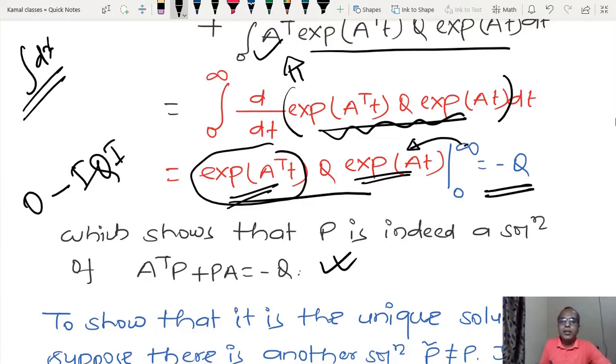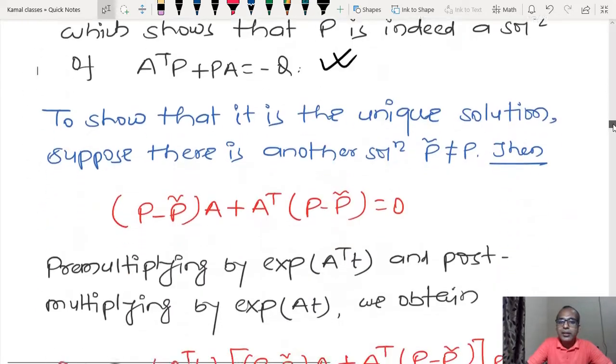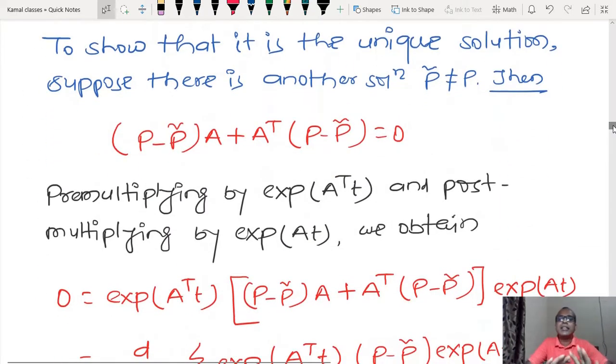using some kind of exponential way, exp A transpose T Q exp A T, and the integral of that from 0 to infinity. So for all time I am checking this, because whenever you are defining some quantity, you have to check that it is valid for each and every time instant. Stability is valid for all time greater than or equal to 0.